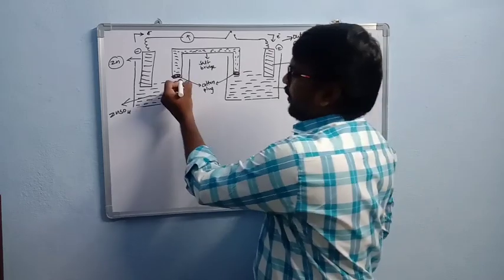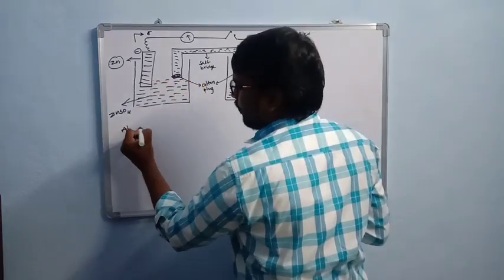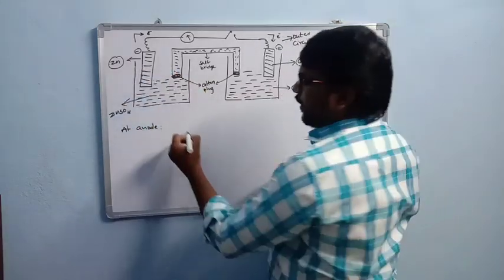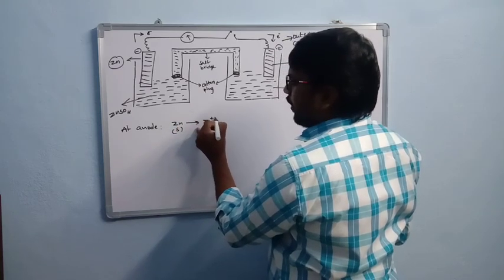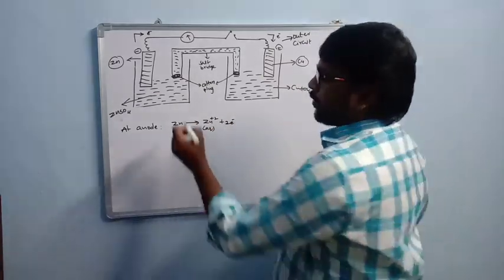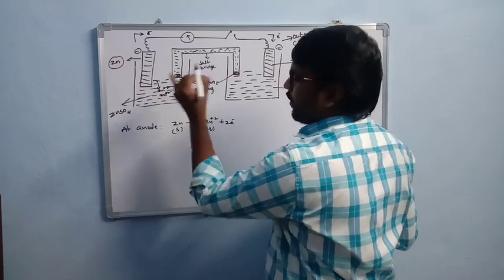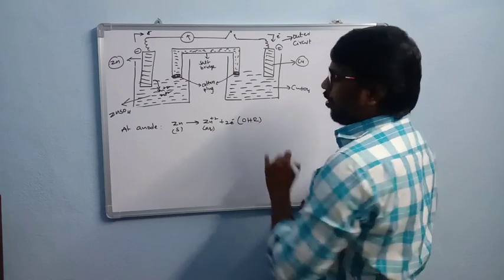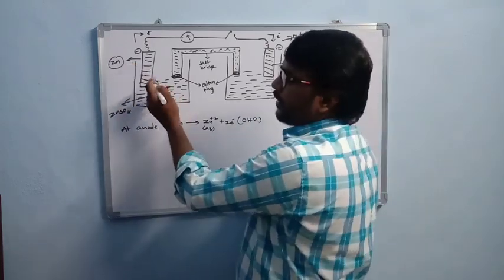When reactions take place at the electrodes, at the anode, this zinc electrode participates in the reaction. By releasing electrons, it forms Zn plus 2. The zinc electrode enters into solution as Zn plus 2. Here the release of electrons takes place, which is an oxidation reaction.